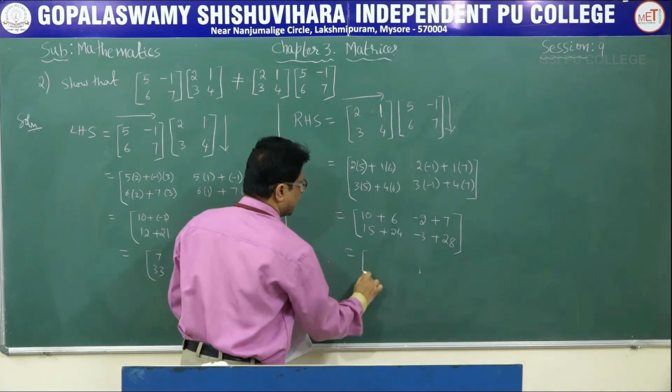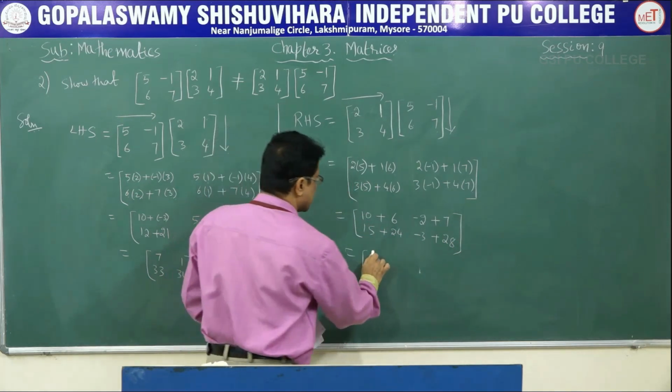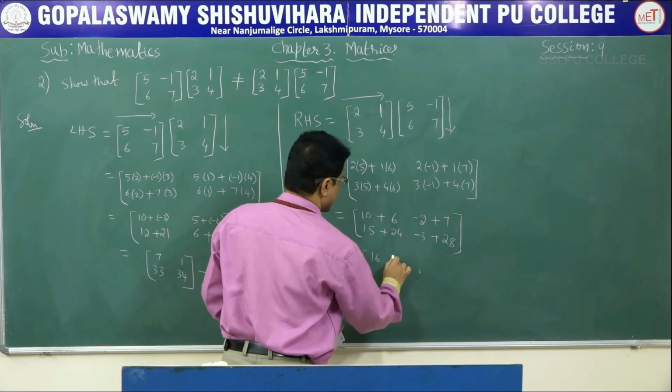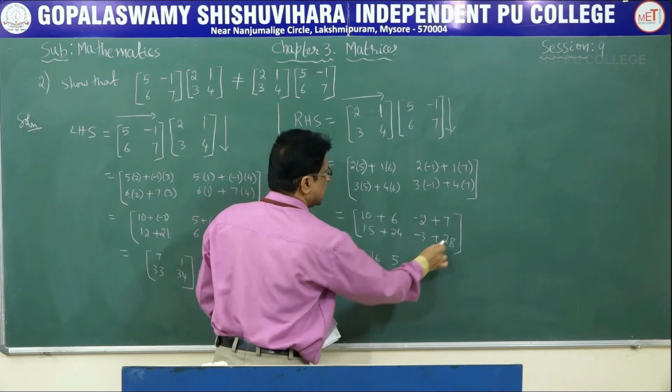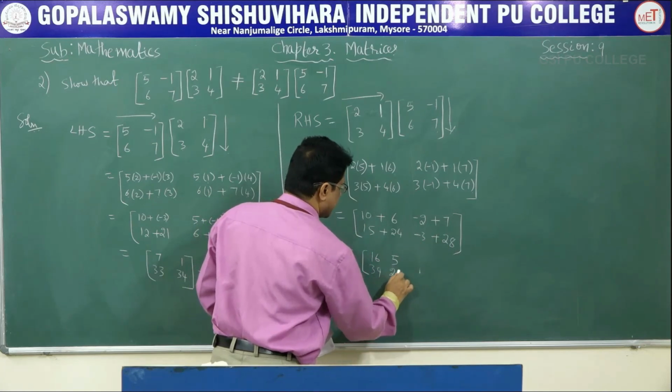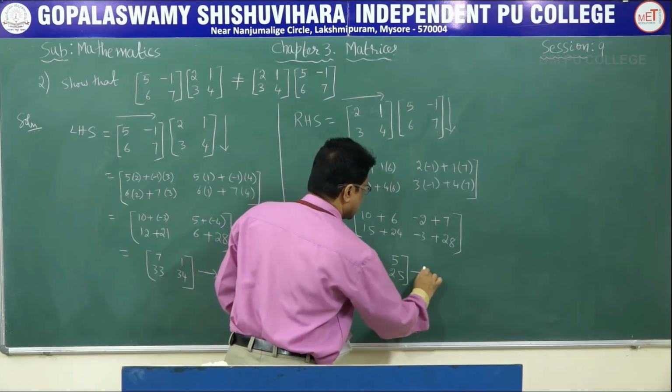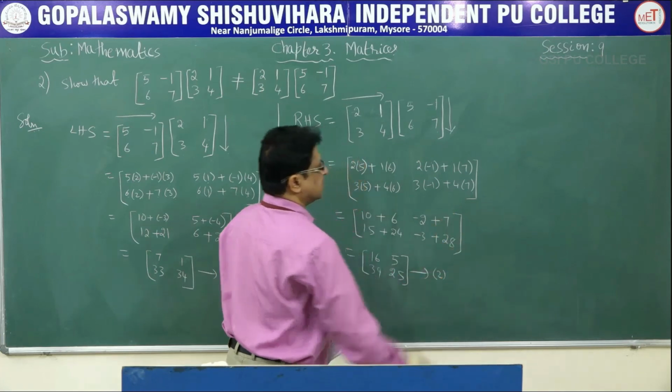So that will be equal to 10 plus 6, 16, minus 2 plus 7 is 5, 24 plus 15, 39, 28 minus 3 is 25. So this is number 2.